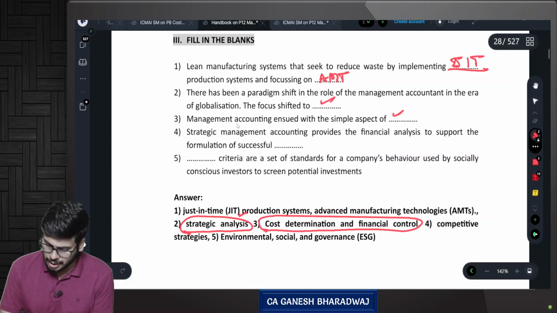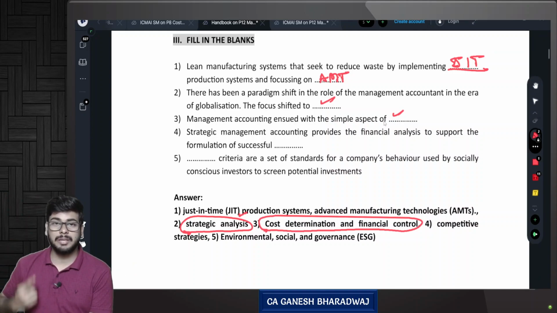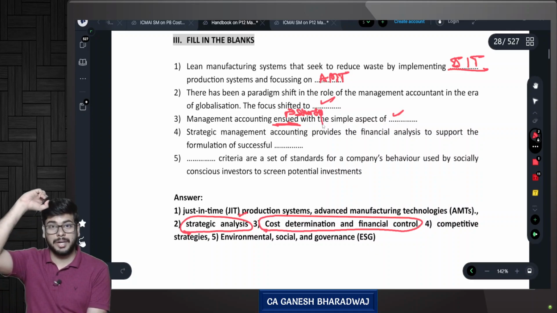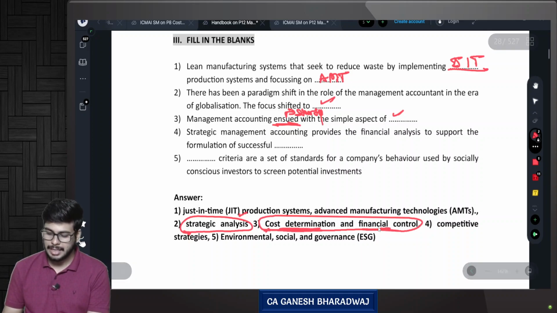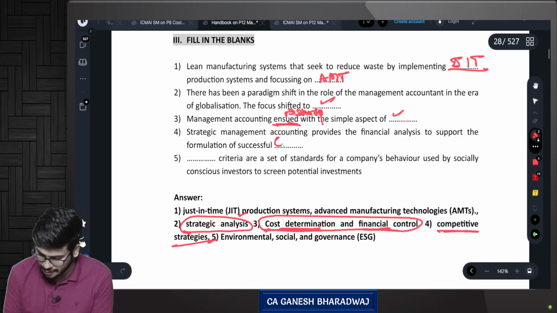Clear? So here, cost and management accounting ensued with the simplest aspect. It just started off. Yes, we saw this, right? In phase 1, what was the basic objective? Ensued means it started. It started with what? In phase 1, that is stage 1, it started with cost determination and financial control. You just need to write that. You remember that? Yes. Strategic management accounting provides the financial analysis to support the formulation of successful competitive strategies. They have mentioned here competitive strategies.